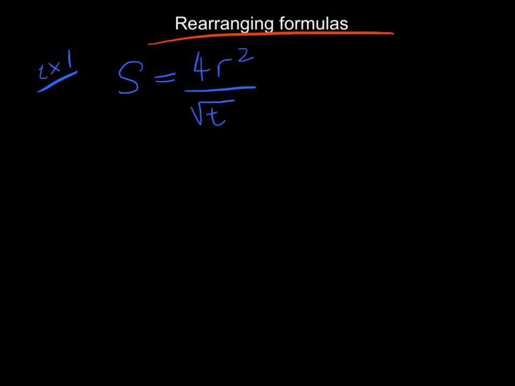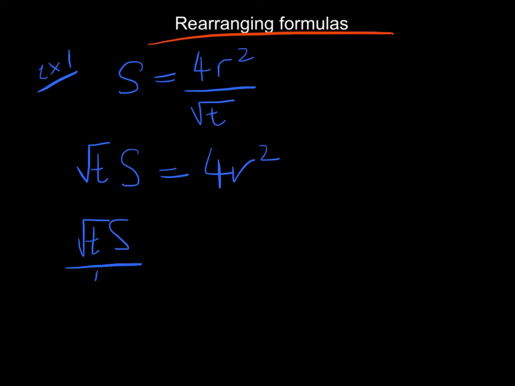So if we're looking at that, then we're looking at the square root of t here, and the square root of t will now be moved up and multiplied, because at the moment it's being divided, so I'll now have the square root of t times s equals 4r squared. Then I'm going to get rid of the next thing, which is the furthest away from r, which is, of course, 4. So divide the square root of t and s by 4 to give me r squared.